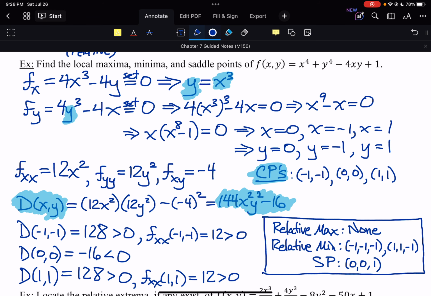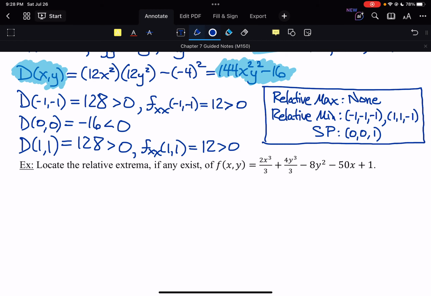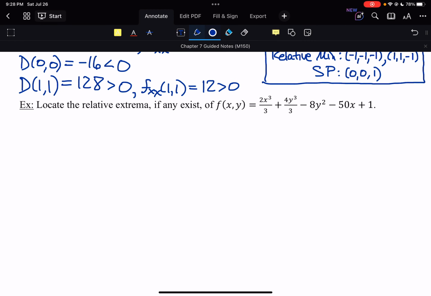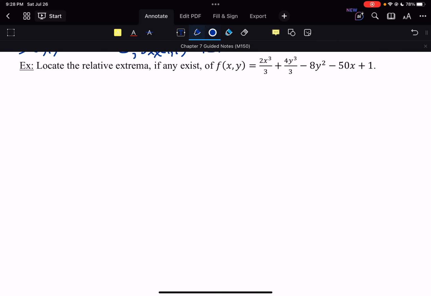So let's try another example. Look at something similar. Locate the relative extrema, if any exist, of this function f of xy.